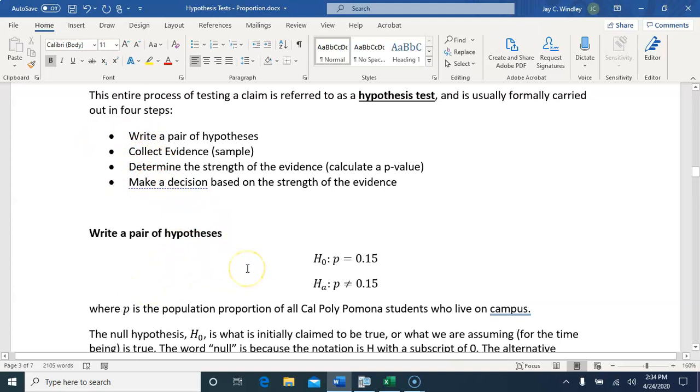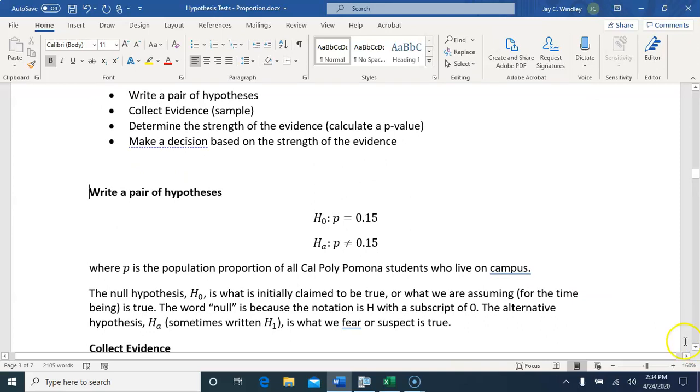often on a free response problem often turns into a part A, part B, part C, part D. So, for example, on this example we've been working with, the hypotheses would look like this. The null hypothesis, H subscript 0, is the population P is 0.15. That was the claim made by Cal Poly Pomona. For the moment, we're going to assume that that is true. The alternative hypothesis, H subscript A, is that the population P is not equal to 0.15, where the population P we're talking about is the population proportion of all Cal Poly Pomona students who live on campus. This H subscript A is sometimes written as H subscript 1.